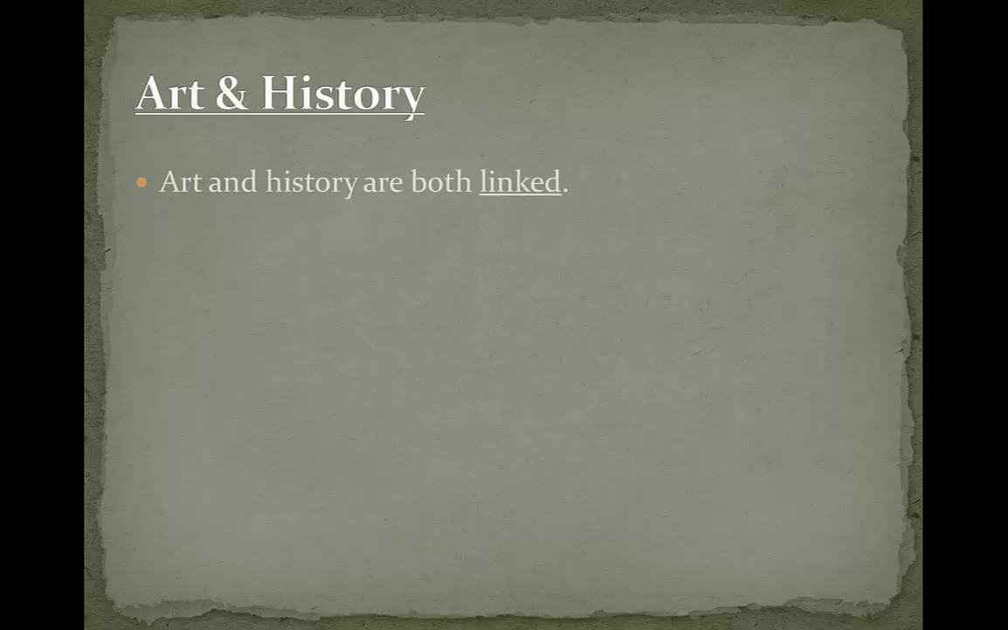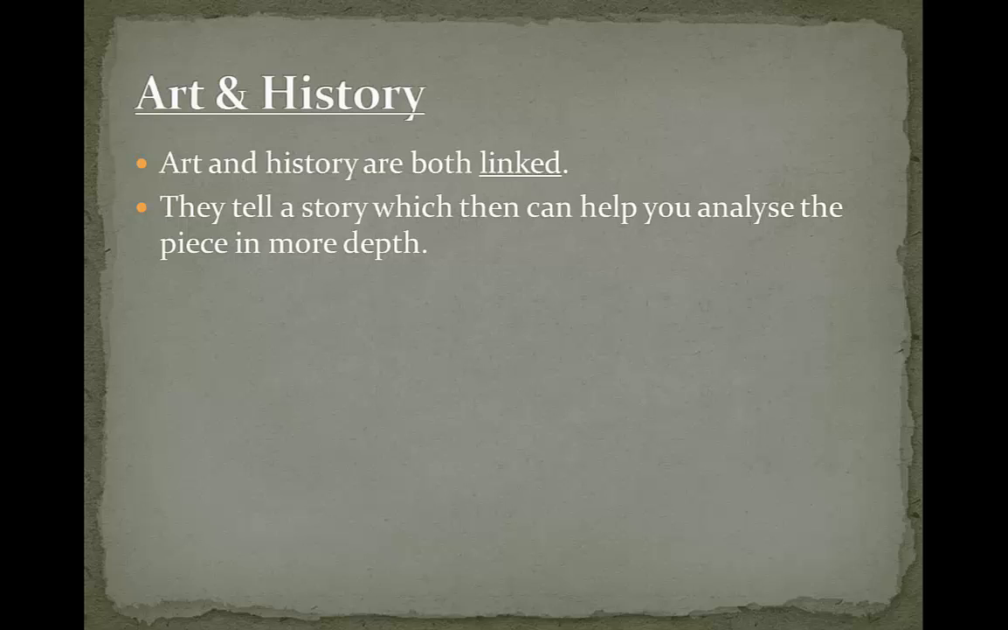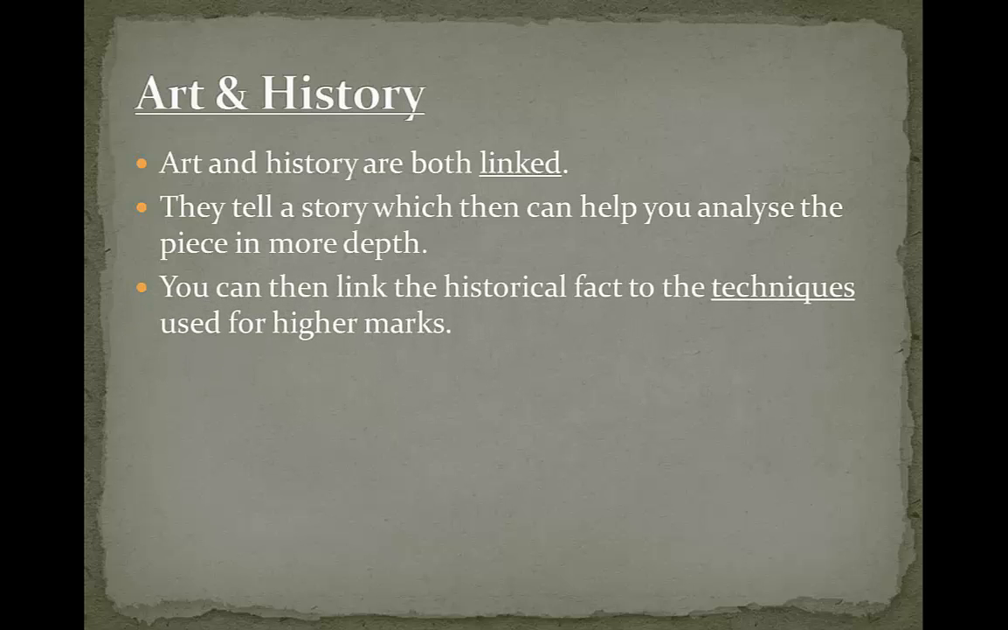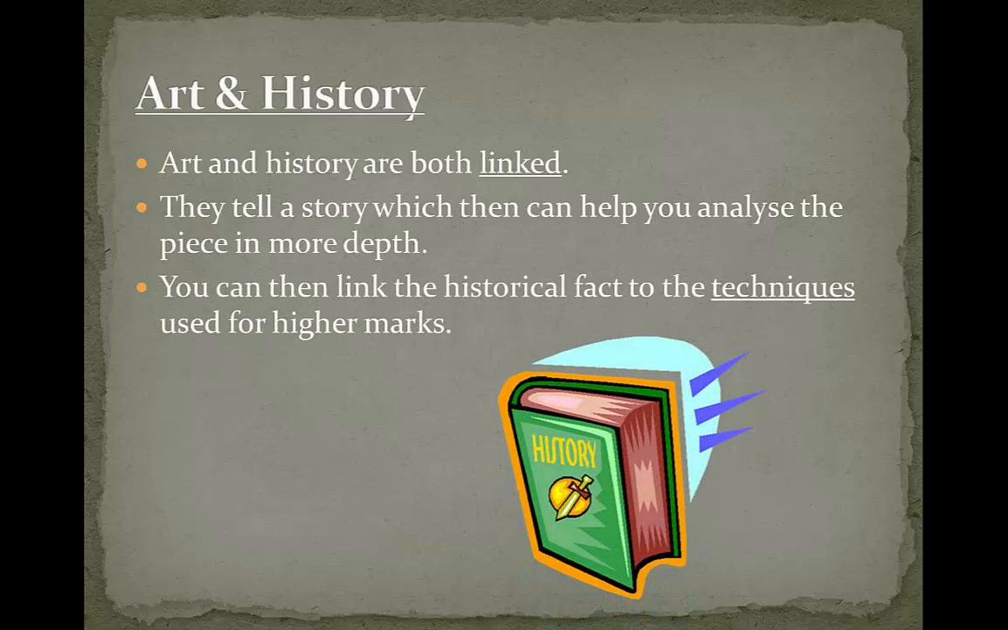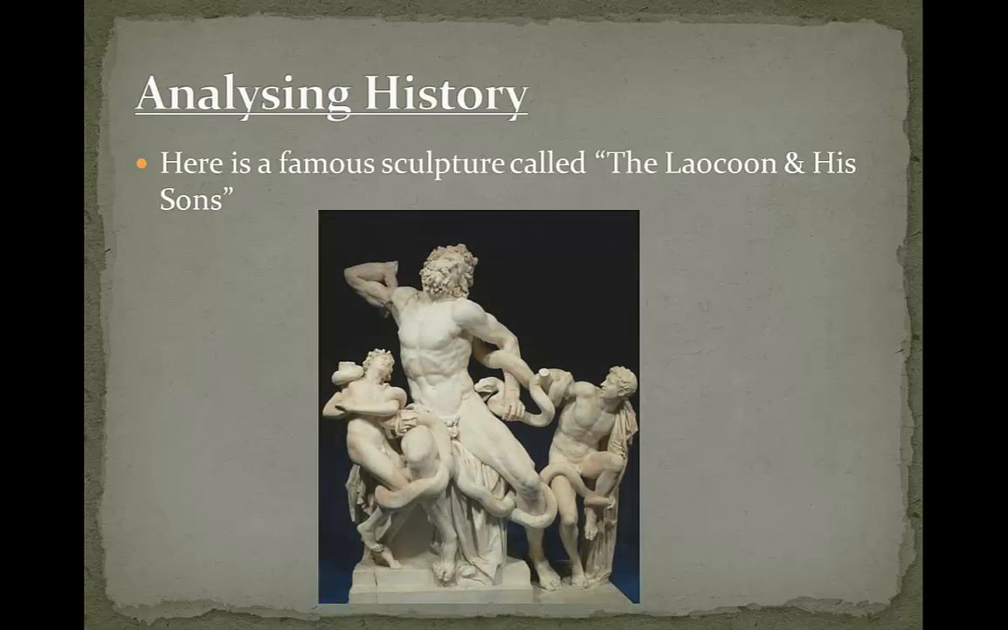Art and history are both linked. They tell us a story which allows us to then analyse the piece in more depth, knowing the historical context. So, we're going to look at an example now about analysing history, and we're going to have a look at a sculpture called the Laocoon and his sons. So this is the sculpture.